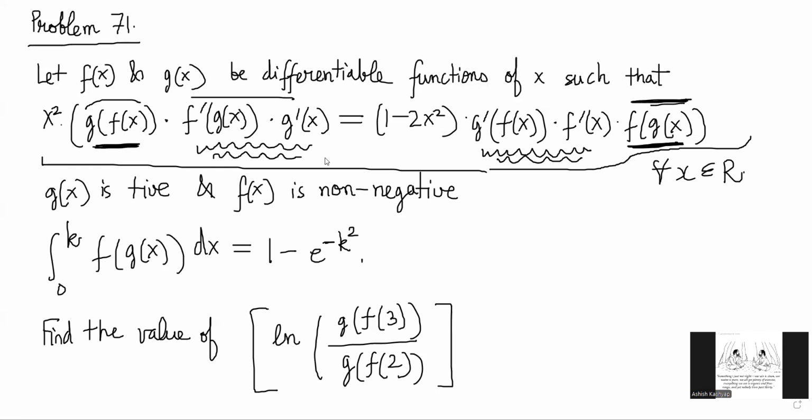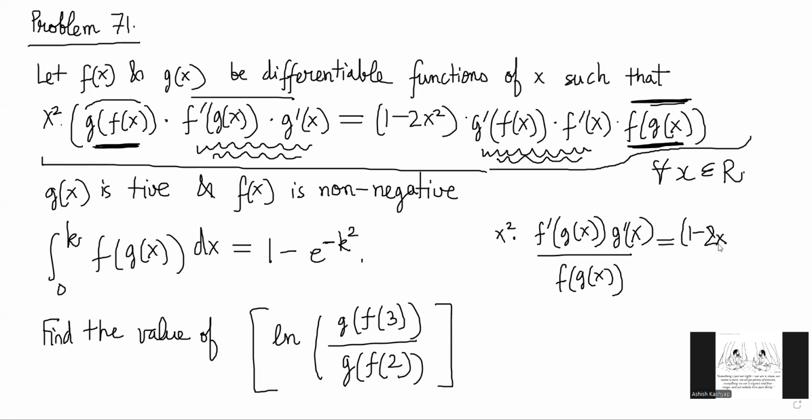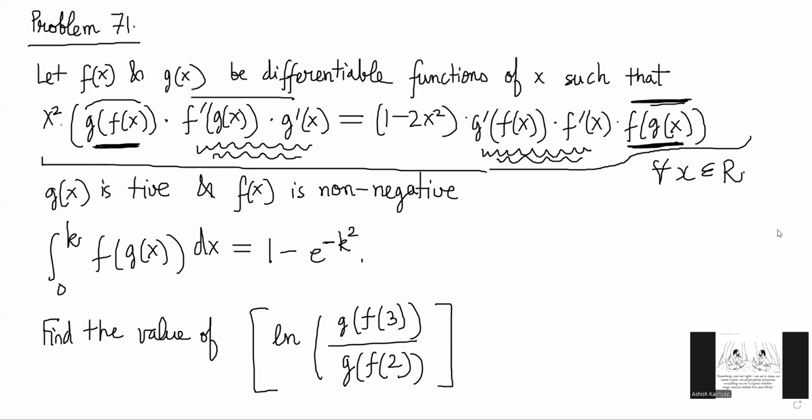Now, what we will do here is we will divide by f of g of x. We'll write it like this: x square f dash g of x times g dash x divided by f of g of x is equal to 1 minus 2x square, and this side is g dash f of x. Okay, I'll actually do it on the next screen. So you should write down the question, try it yourself for a bit and see if you're making any progress. I will solve it on the next screen.